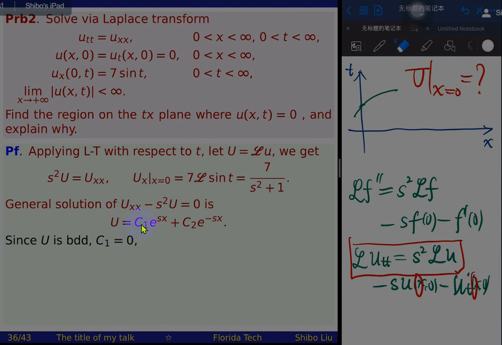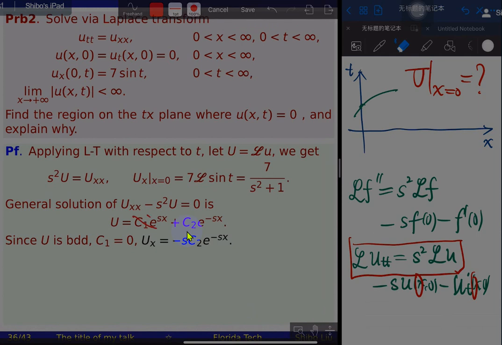So our U is simply C2 times the exponential. C1 is 0, so we can erase this term. Okay, we don't need to consider C1. Now our initial condition is on the derivative of capital U with respect to x at x equals 0. So to apply this initial condition, we need to compute the derivative of capital U with respect to x. So this is also easy. This gives us this expression.